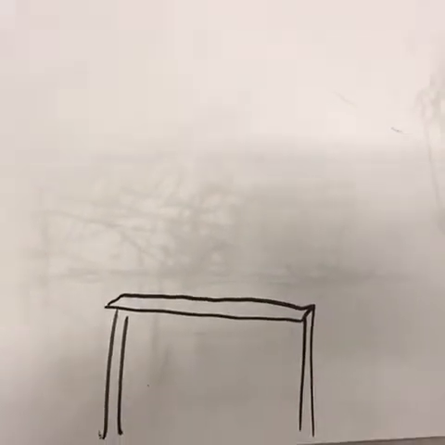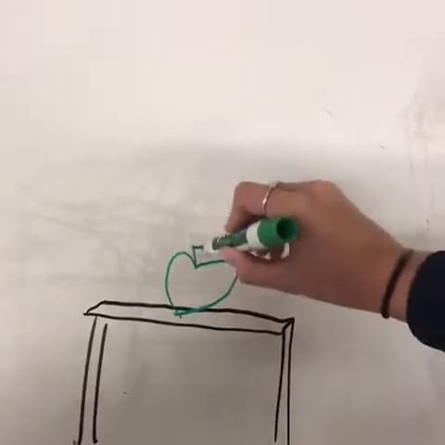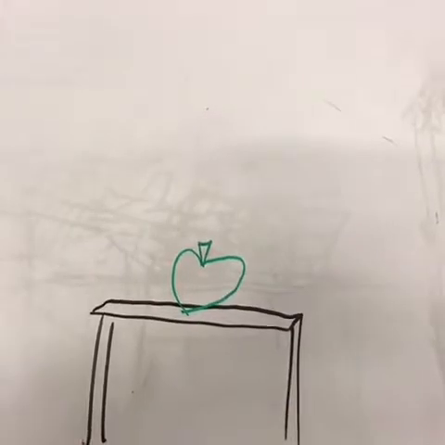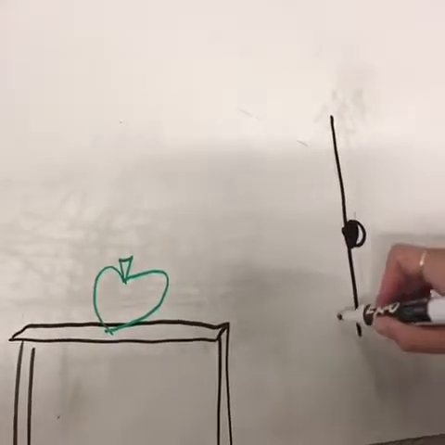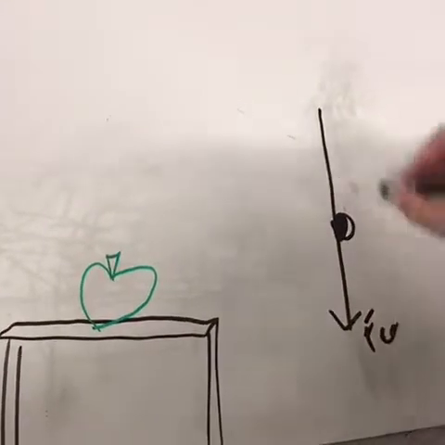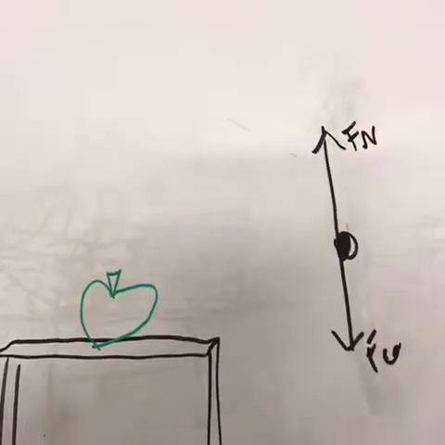Normal force is the force perpendicular to the table that provides support for the apple. The free body diagram for this would look like this. It would have balanced forces for Fg and Fn. Fn is the normal force.